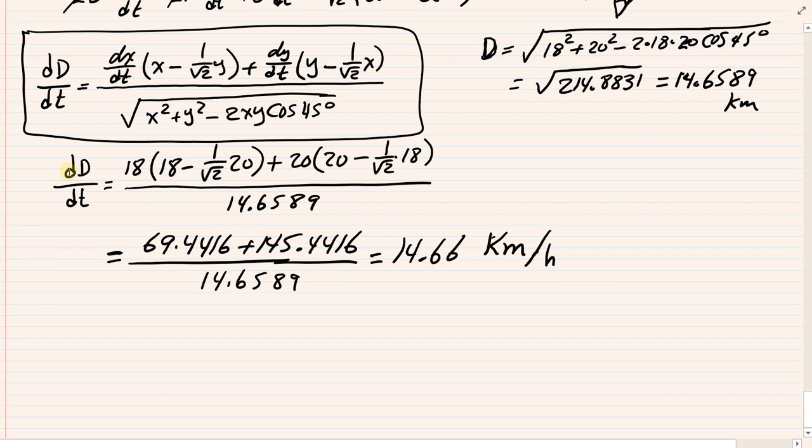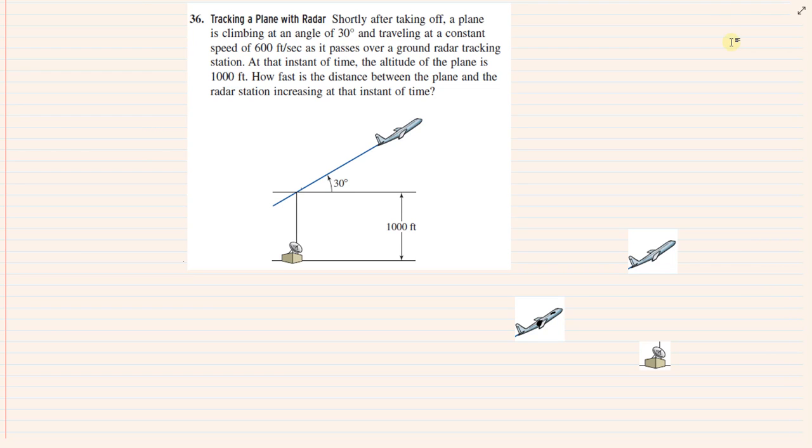Let's take a look at one last one here. Let's take a look at this last exercise from this section. This one is kind of interesting, especially the geometry of how it's going to turn out. The question reads: shortly after taking off, a plane is climbing at an angle of 30 degrees and traveling at a constant speed of 600 feet per second as it passes over the ground radar tracking station. At that instant of time, the altitude of the plane is 1,000 feet. So that's when the plane is directly above the radar, that distance.